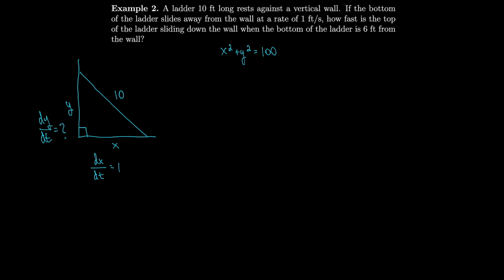So I can do 2x dx/dt plus 2y dy/dt equal 0 by just taking the derivative everywhere. Notice the derivative of x squared in this case was not just 2x, because we did not take the derivative dy/dx, we took the derivative dx/dt. We were taking the derivative of x with respect to time.